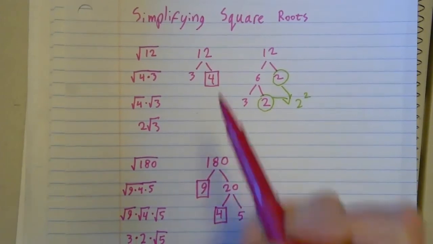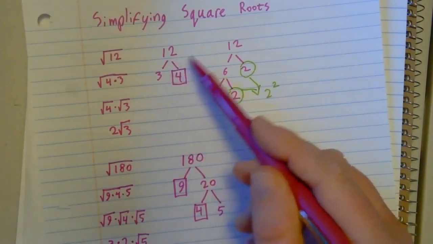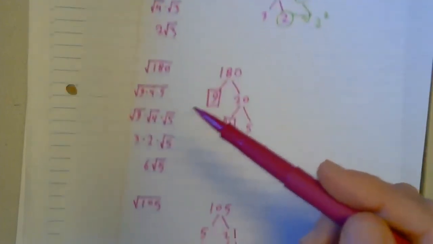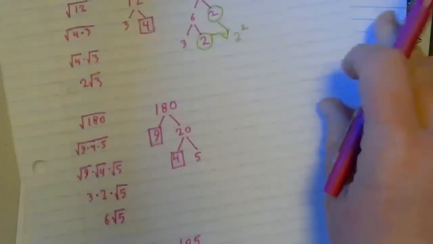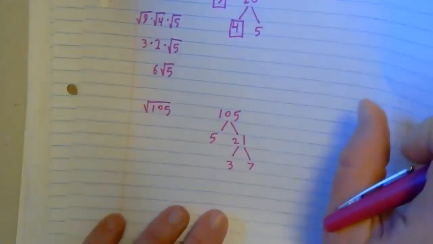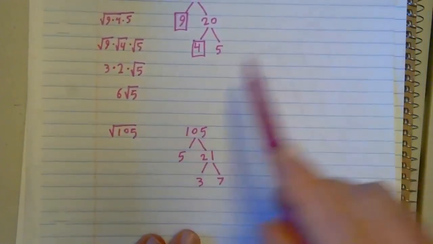So sometimes we can just factor out one perfect square, like in our example with the 12, where we could factor out a root 4 and get a 2. Sometimes we can factor out several, like with this 180. And sometimes we can't factor out any, like with this 105. And you just have to go through and see if you can factor out perfect squares.